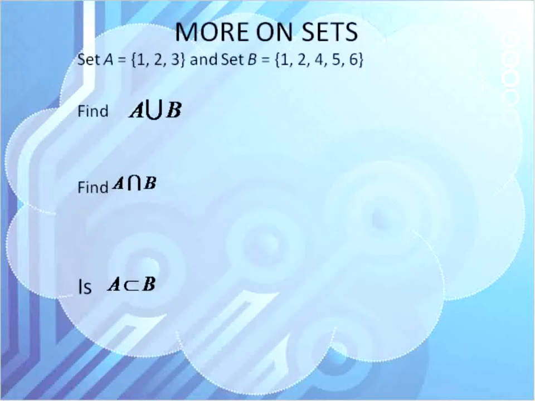Let's look at some more things about sets. A is equal to the set 1, 2, 3. B is equal to the set 1, 2, 4, 5, and 6. Now, you might be wondering, what are these symbols here? The U, the upside down U, the sideways U. What's going on with these symbols? The U means union. And the upside down U means intersection. And we'll talk about the bottom one when we get to it. So union means that you take the two sets and put them together.